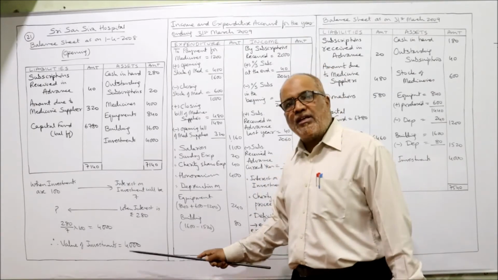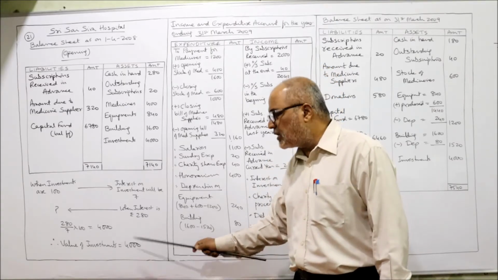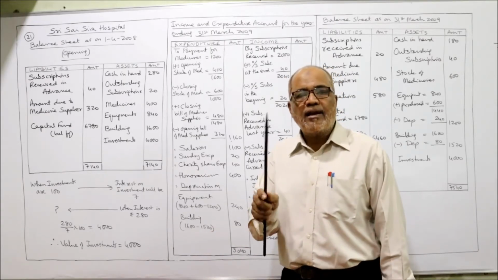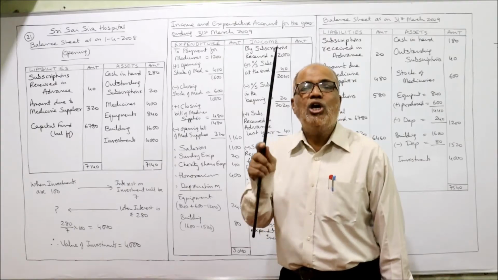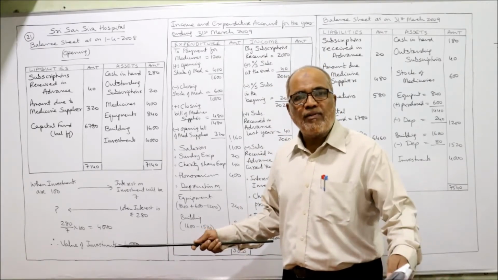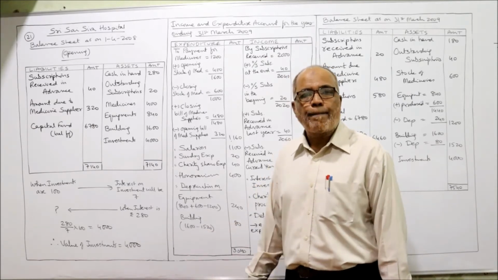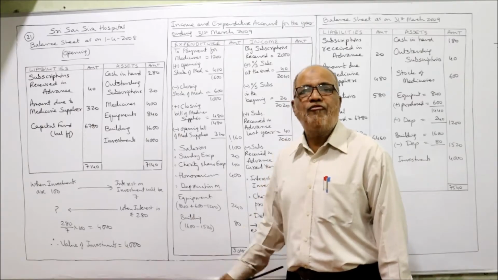Now you can confirm whether this 4,000 is correct or not. Calculate 7% of 4,000; you must get 280. Yes, you got 280. 7% of 4,000 is coming to 280. That means our calculations are correct. The investment value is 4,000.